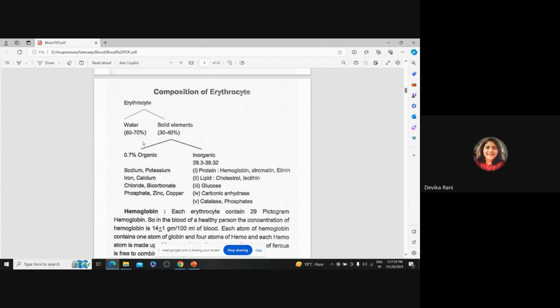So it has 60 to 70% water, and solid elements are 30 to 40%, out of which 0.7% are organic, which is again sodium, potassium, iron, calcium, chloride, zinc, copper, and the inorganic are protein. Ideally, I think it should be opposite. Protein, hemoglobin, then lipids, glucose, and so on. So these are your inorganic. Ideally, these should be, I think, organic elements. So they are 29.3 to 39.32.